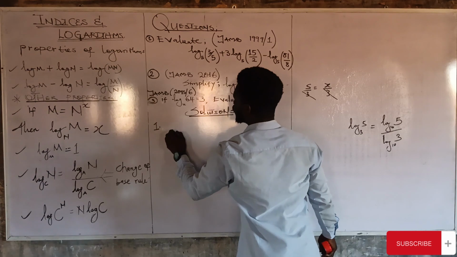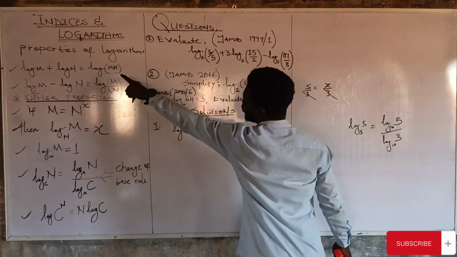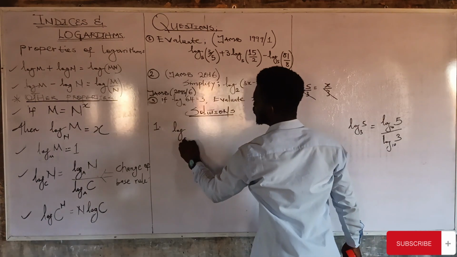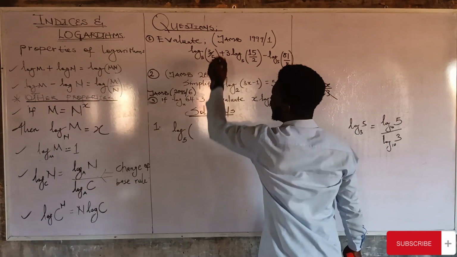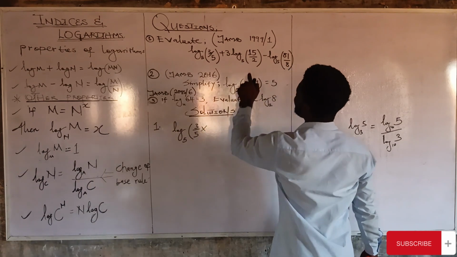Log, it becomes log n base n. So we are going to have log. This one was base 10, natural log. But this one is base 5. You put your base 5. Then you have your what? 3 over 5 times.